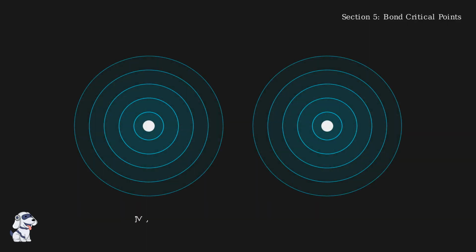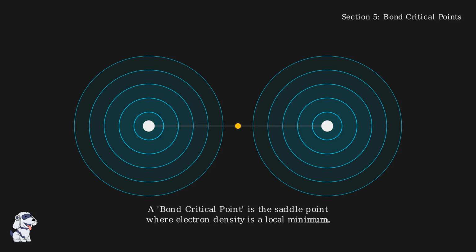In modern quantum chemistry, we move beyond static sticks between atoms. Using the quantum theory of atoms in molecules, or QTAIM, we analyze the actual electron density field. We trace an interatomic path between two nuclei, where the density reaches a saddle point. This specific coordinate is the bond critical point. It is the defining signature of a chemical interaction.